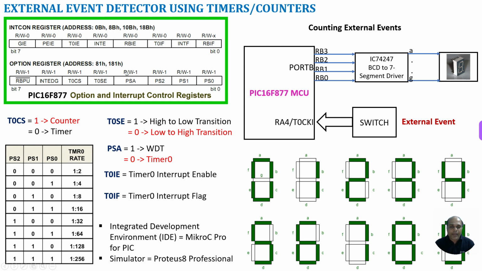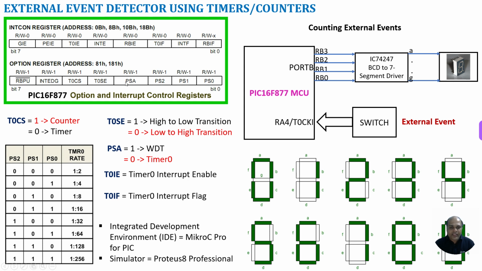Then as I said, a prescaler is available. This prescaler register is common to both the watchdog timer and the timer 0 module. So I have to specify whether I want to use a prescaler or not. If I don't use a prescaler, then it will work at a 1:1 rate. If I use a prescaler, then I can do configuration and select different rates. So the first thing is PSA. If it is 1, the prescaler is assigned to the watchdog timer. If it is 0, it is assigned to the timer 0 module.